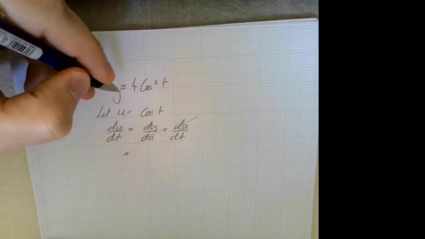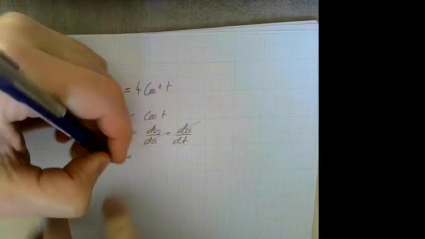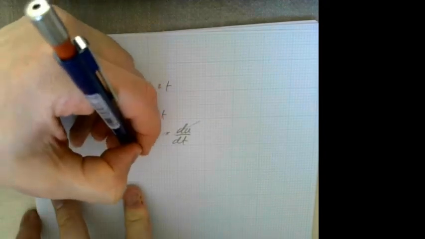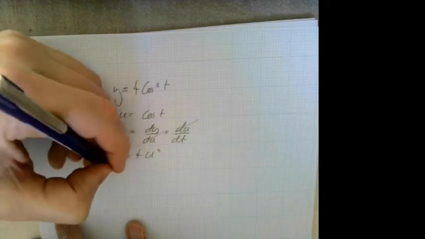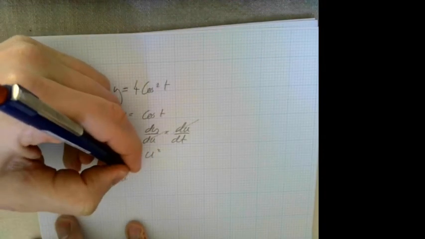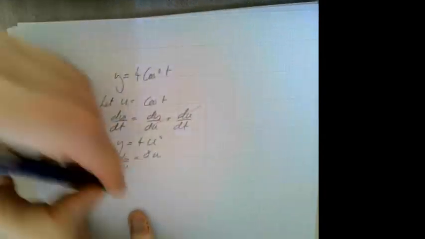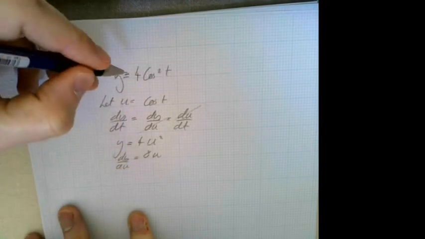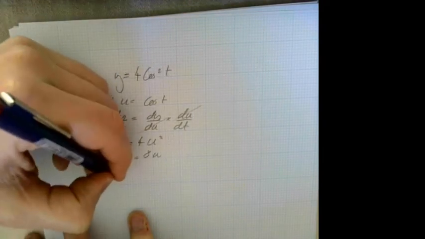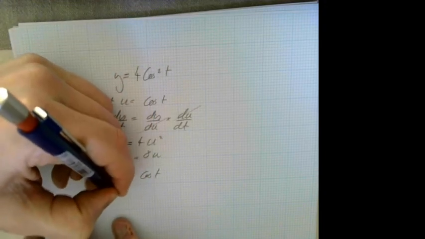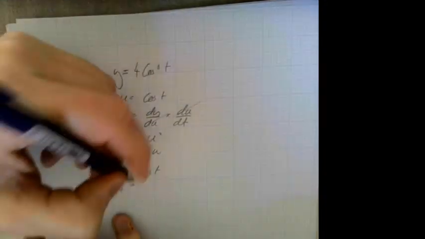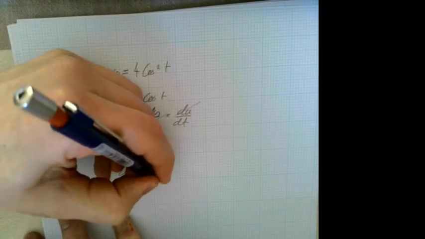Well, dy by du, let's think about what y is in terms of u first. So y is equal to 4u squared, given I've said that u is cos t. So my dy by du would be 8u. And what about du by dt? Well, u is equal to cos t, so my du by dt would be equal to negative sine t.